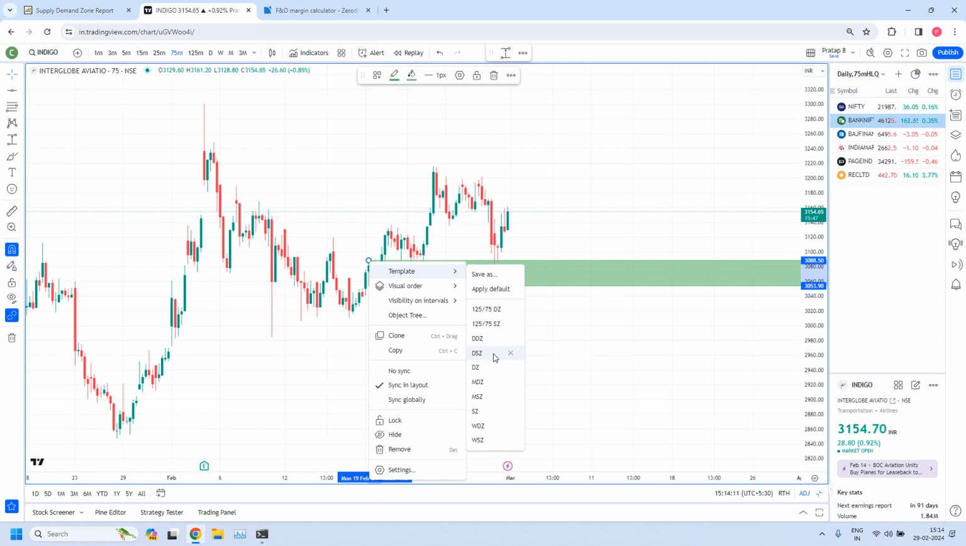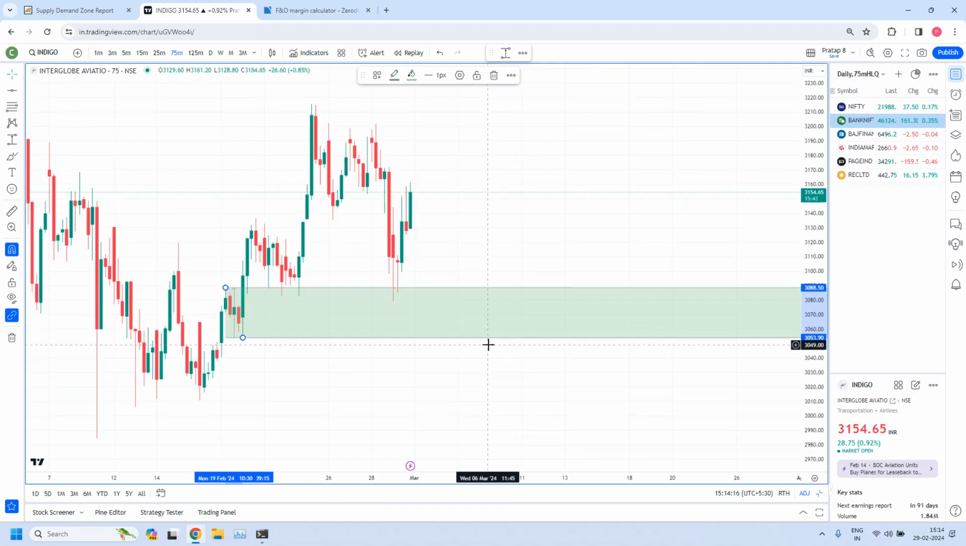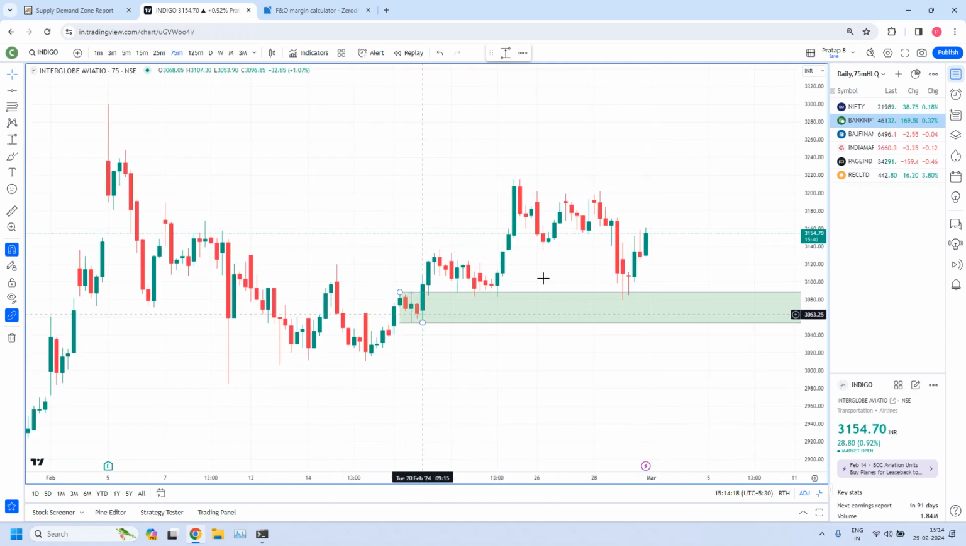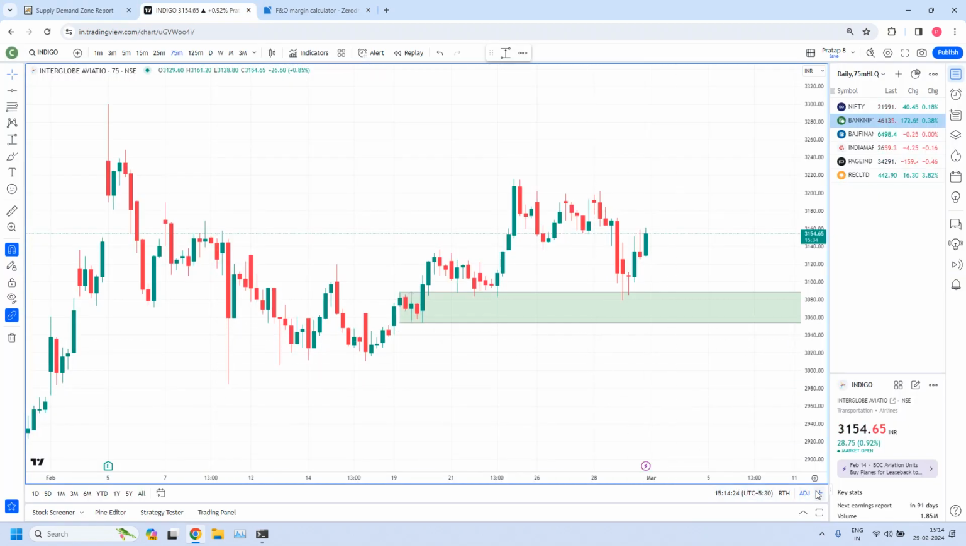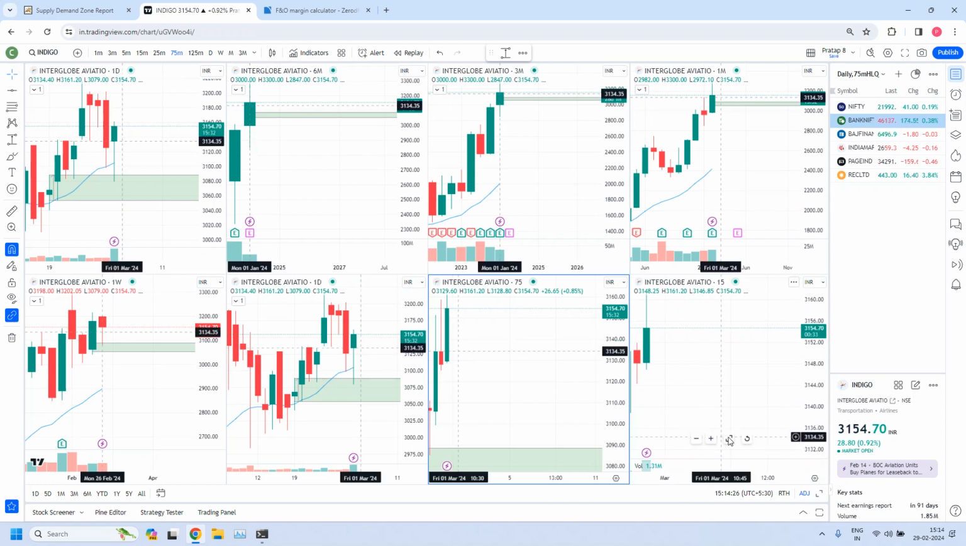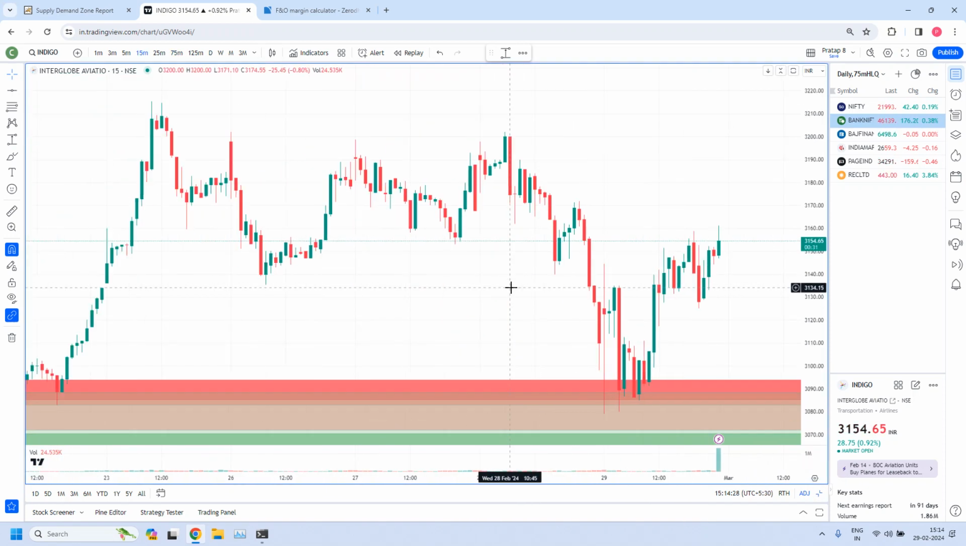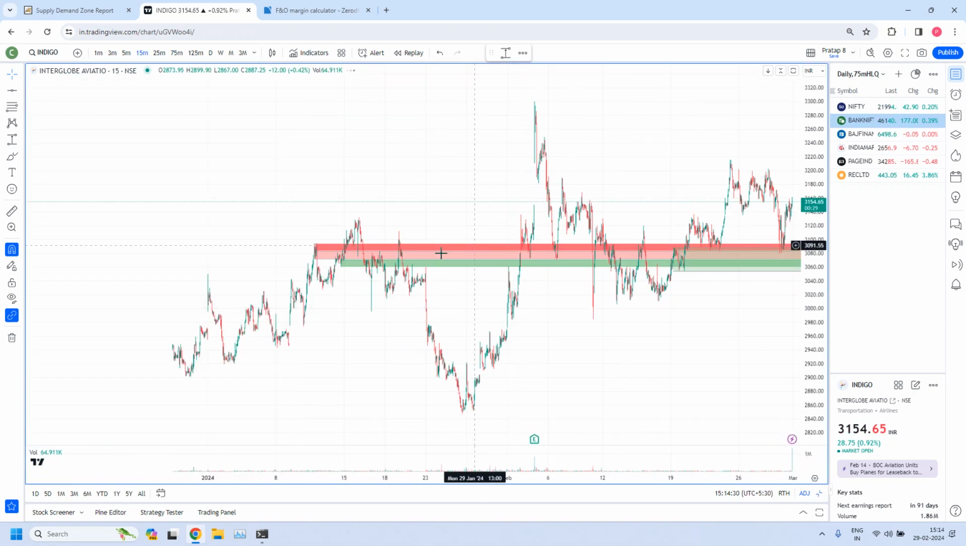So this is a 75 minutes demand zone. Let me cross check. 19th February, 9:15, 4 candles. Yes. So now what we have to do? Go to the 15 minutes time frame and find the entry in the zone. Already deleted. Why did it come again?